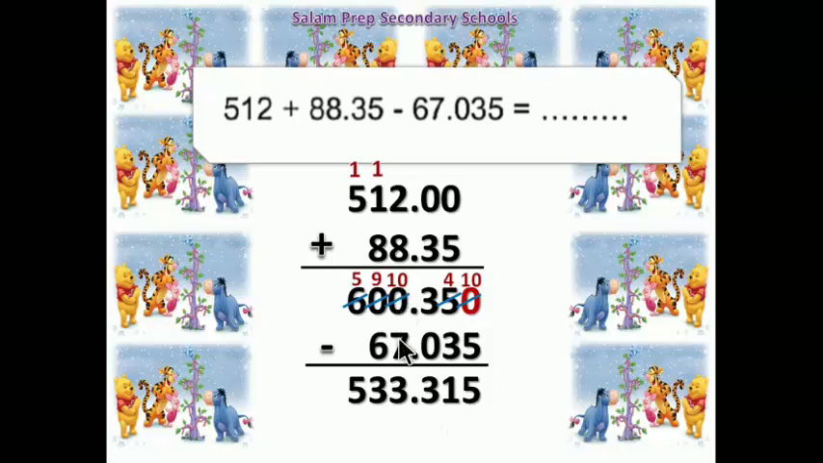0 minus 7. No, it doesn't go. We will borrow. We can't borrow from 0. We will borrow from 6. 6 will be 5. 0 will be 10. Now, this 0 can borrow from 10. 10 will be 9. This 0 will be 10. 10 minus 7 equals 3. 9 minus 6 equals 3. 5 minus, there is no digit here, so I will write 5. The answer is 533.315.